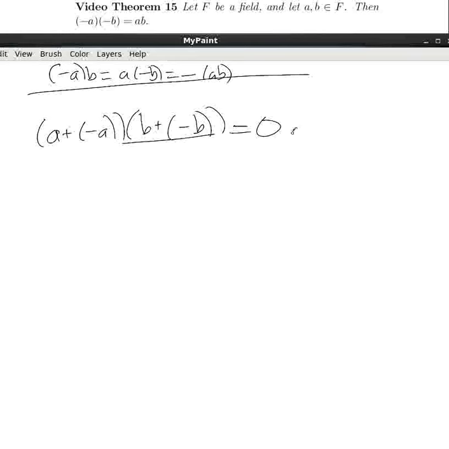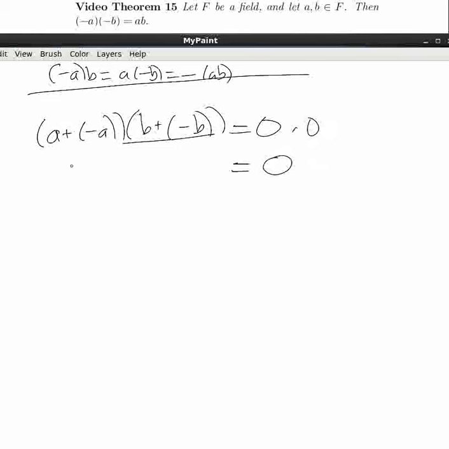So, okay. To do this, I'm going to try to remind myself what A times this thing is equal to: 0, by definition of the additive inverse of A. Similarly, this thing is equal to 0, so writing this is really equal to 0 times 0. We previously saw that 0 times anything is equal to 0.